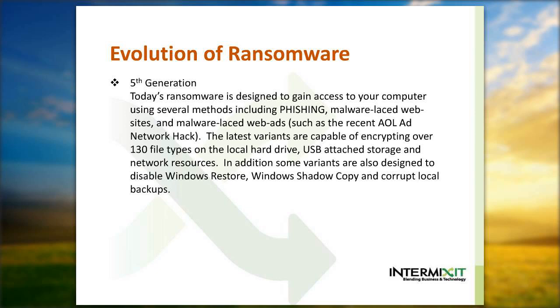Some are saying it could have actually been deployed earlier than that, but for sure it has been running December 31st through January 5th. The latest variants are capable of encrypting over 130 file types on local hard drives, USB-attached storage, and network resources. Network resources is going to be anything that's a mapped drive. So your P drive, if it's a public drive, your U drive for the users, those potentially have the same risk of being encrypted and locked. In addition, some of the variants are designed to disable Windows Restore, Windows Shadow Copy, and corrupt even local backups if it has access to them.